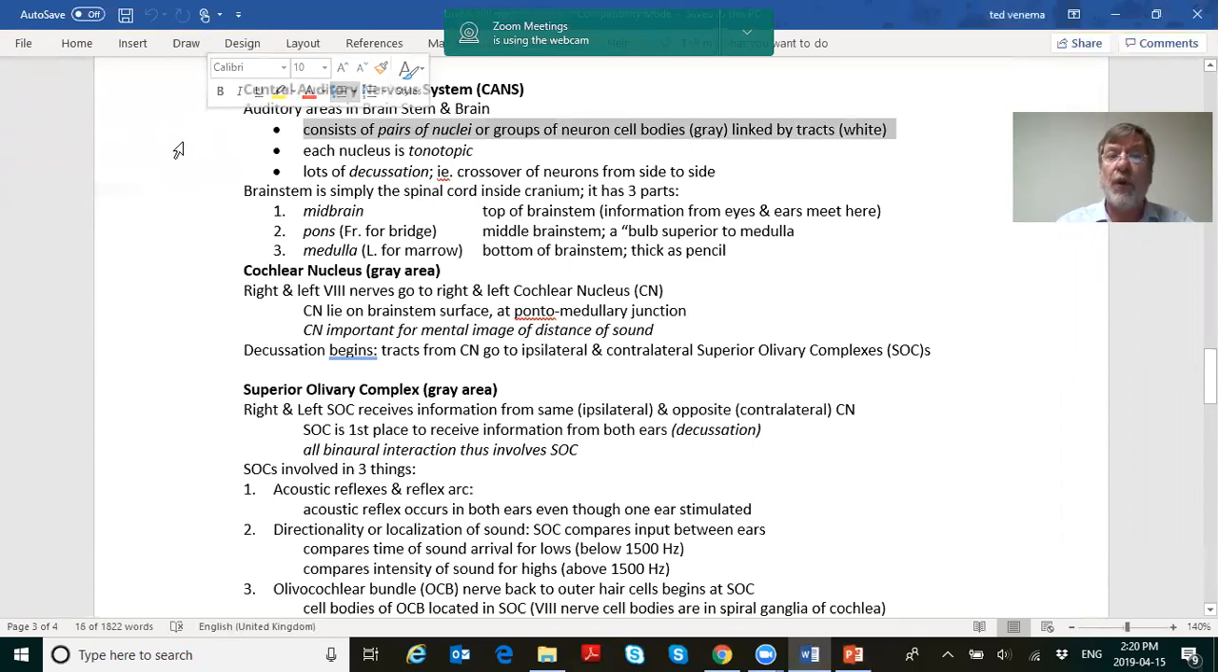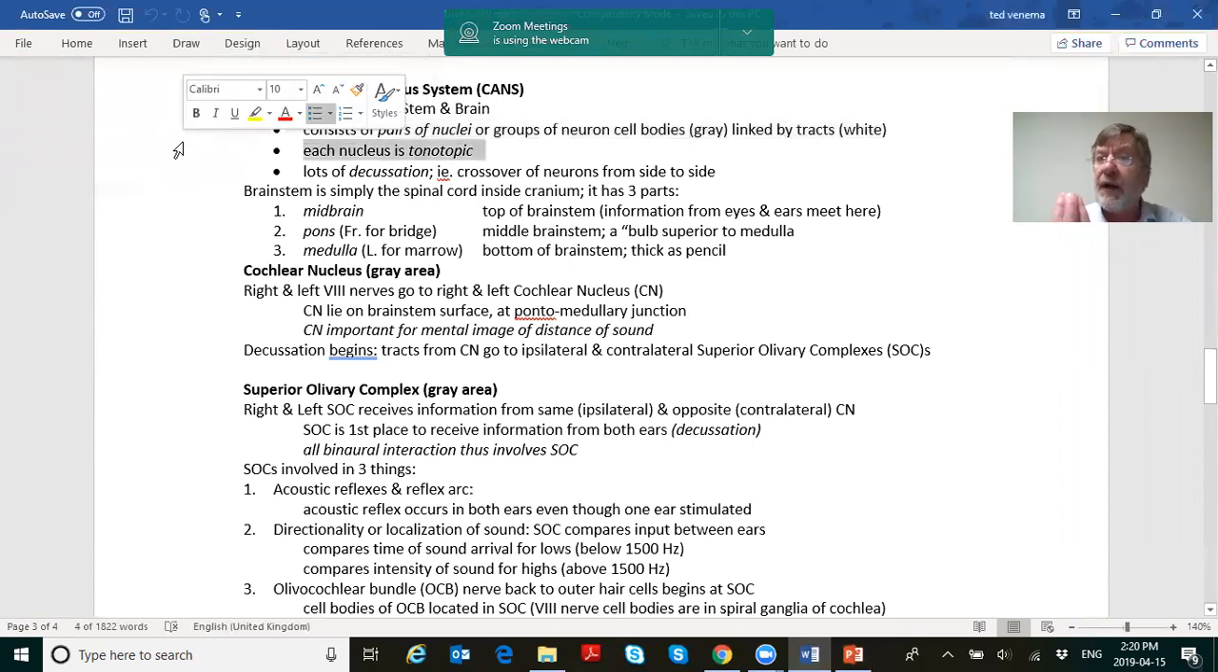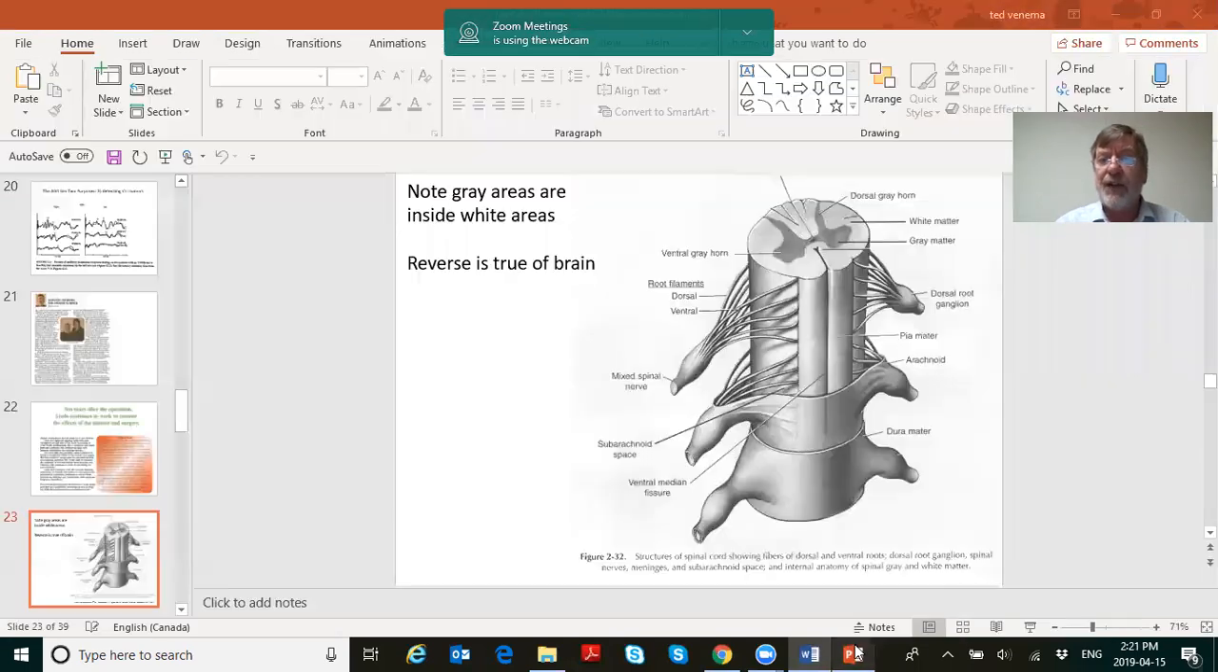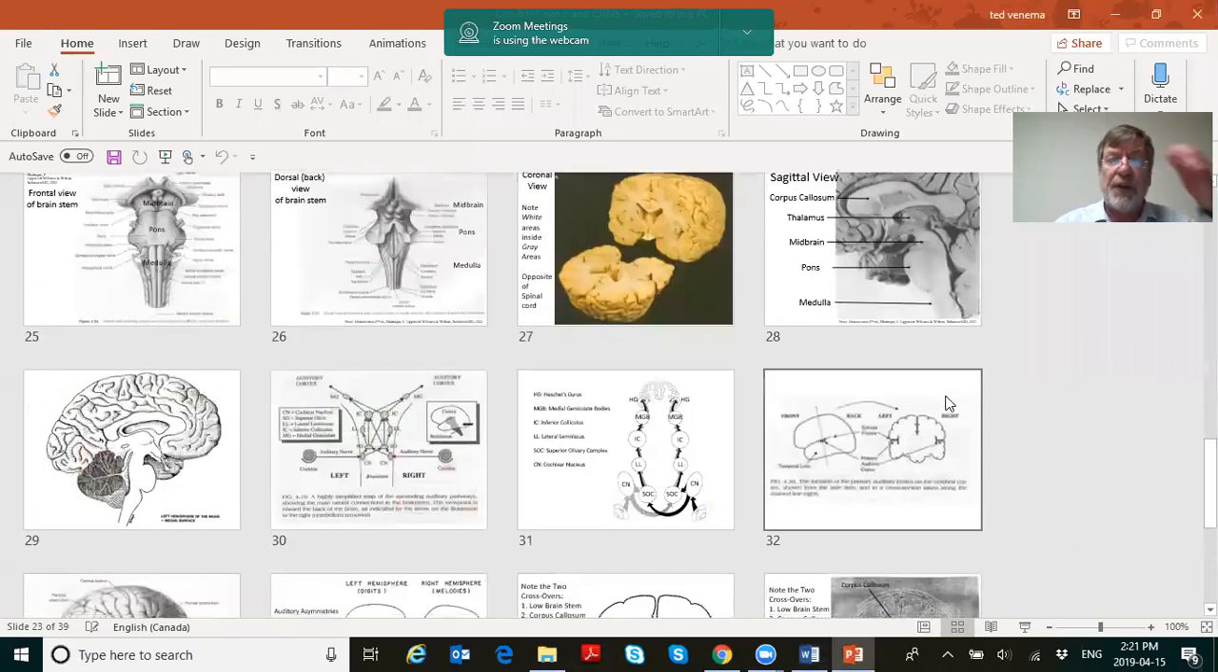Each nucleus, each group of cell bodies in the brain stem, is tonotopic. And there is lots of decussation, lots of crossover, back and forth. So let's get a nice grip of what we're talking about here. Let's go down a piece. Here's what I mean.